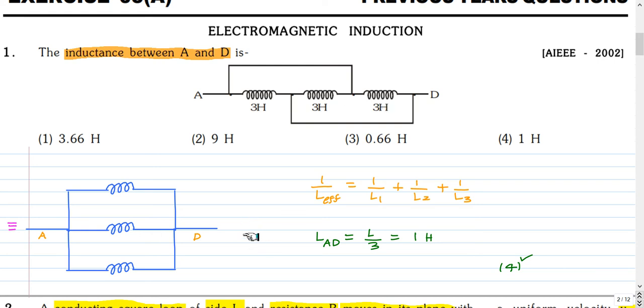So the effective inductance of a parallel combination, the reciprocals shall add. So from this we get the inductance between the points A and D as L by 3, which is 1 Henry. So the correct option is option 4.